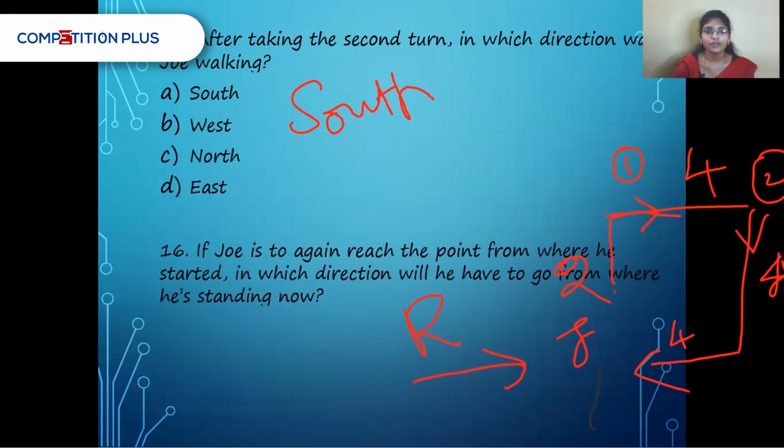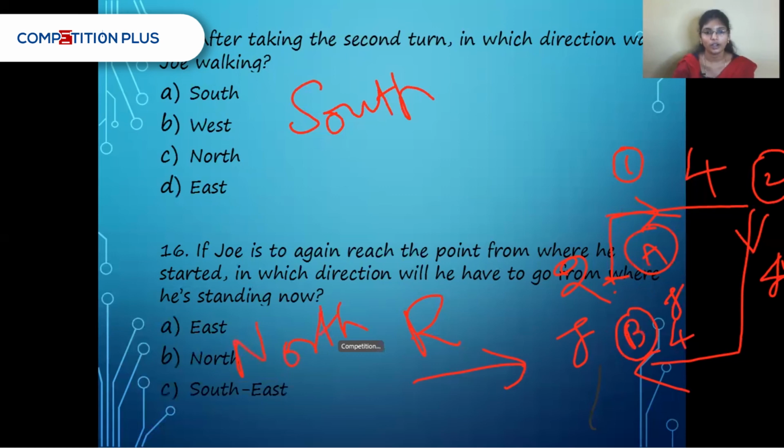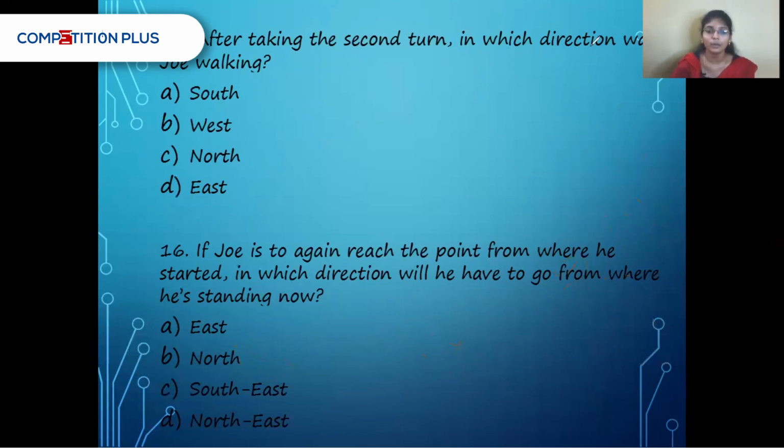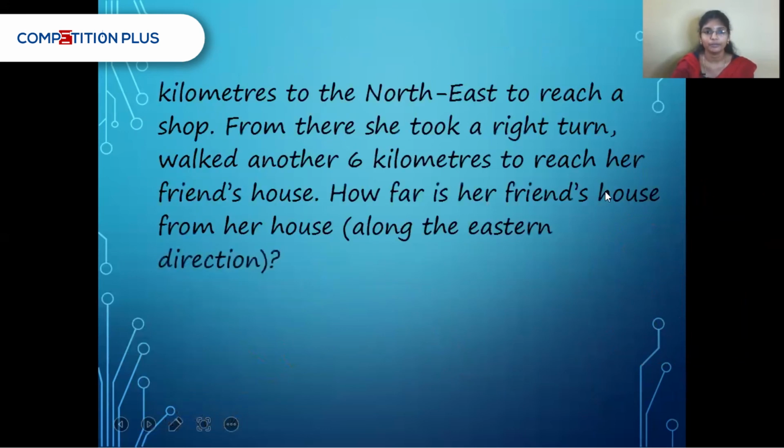16th question. If Joe is to again reach the point from where he started, in which direction does he have to go now? So this is the ending point of Joe. I have marked it as B, and this is the starting point A. From B, if he wants to move back to A, in which direction does he have to head? That is north. So the correct answer is north, option B. Very simple question. If you understand the given instructions at the beginning of the questions, the remaining questions asked from there would be easy for you.